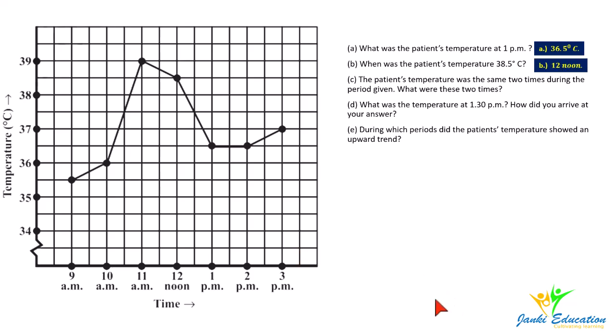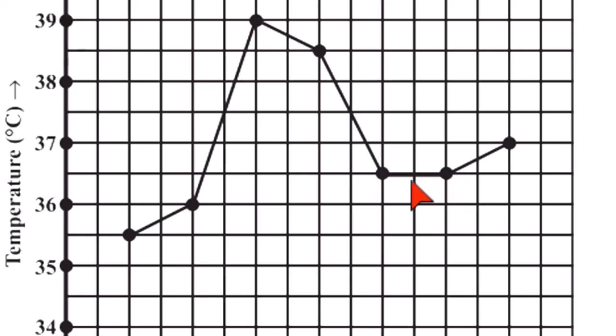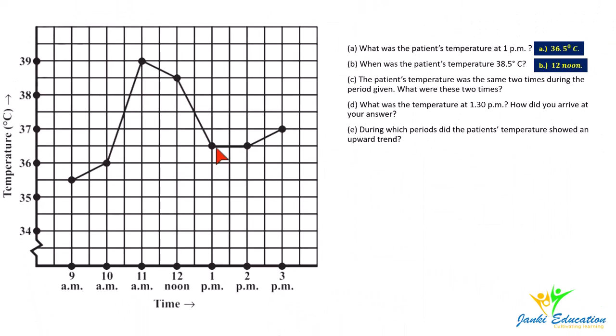Now see, the patient's temperature was the same 2 times during the period given. What were these 2 times? It means there must be 2 points on a single line, on the same line. So here you can see there are 2 points on the same line, but we have to find the 2 times. Here it is at 1 p.m. first, and the second one is at 2 p.m. So the answer for C is 1 p.m. and 2 p.m.